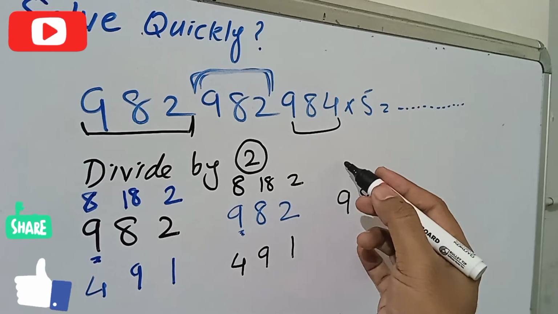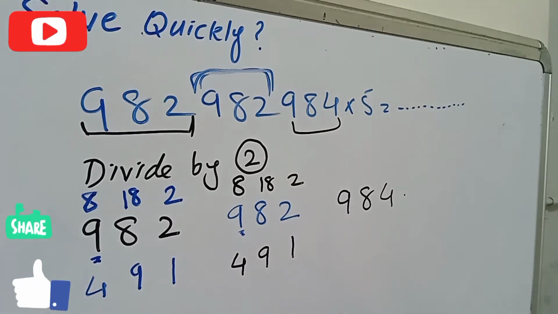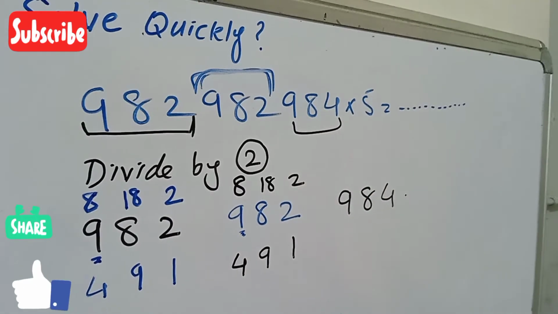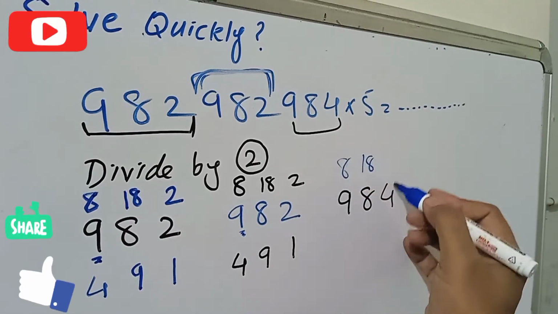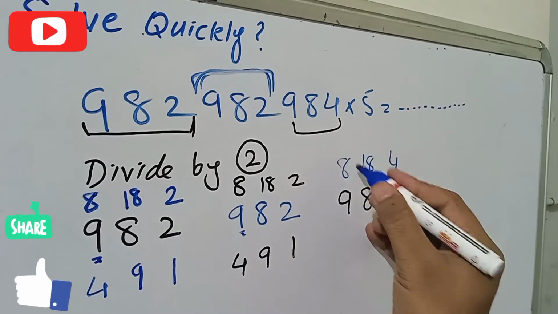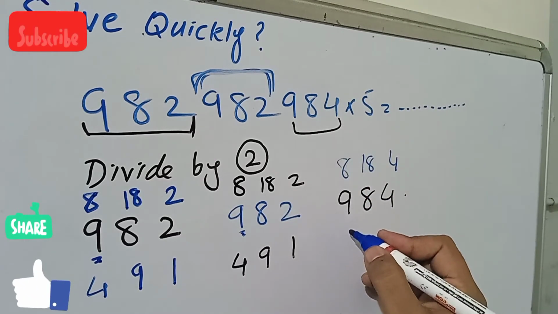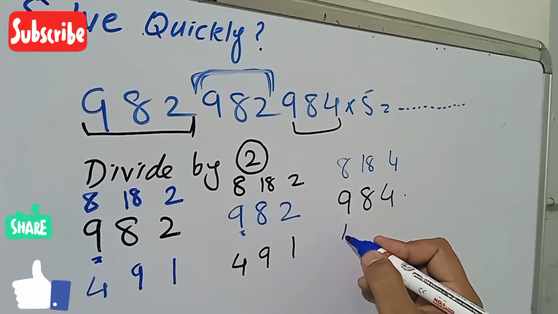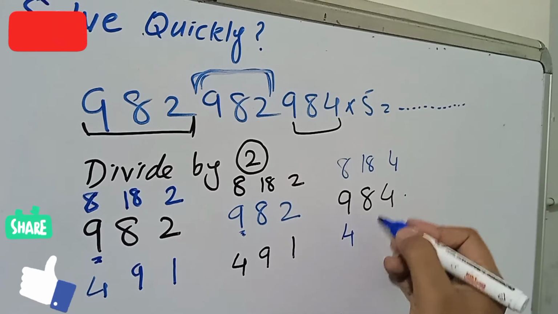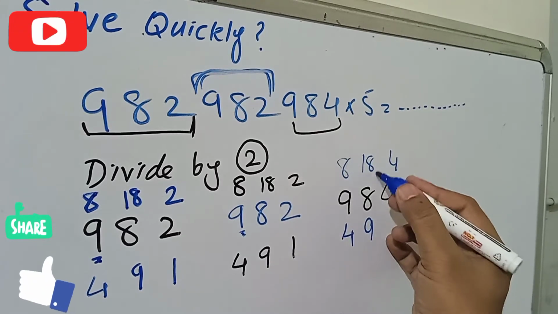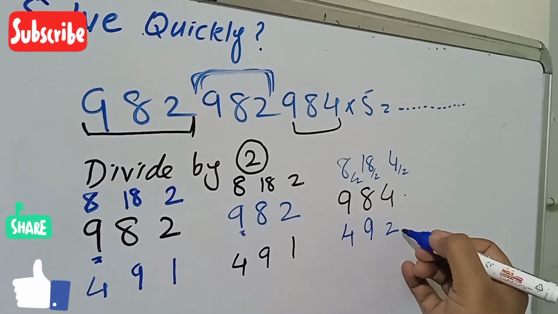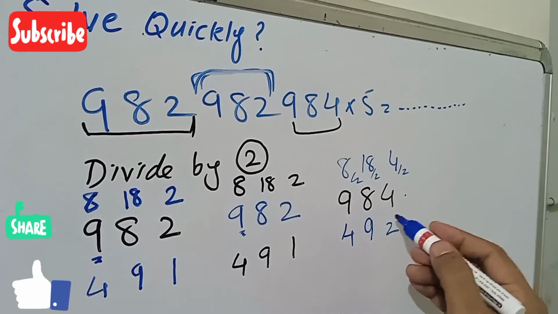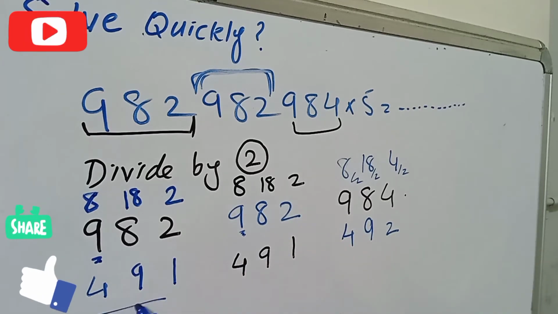Make it an even number. Go for this particular number by 8. Write down over here 8. It is again 18. This is 4. Now 8 by 2 is 4, 18 by 2 is 9, and it is 2. Now all the numbers are obtained by this method.